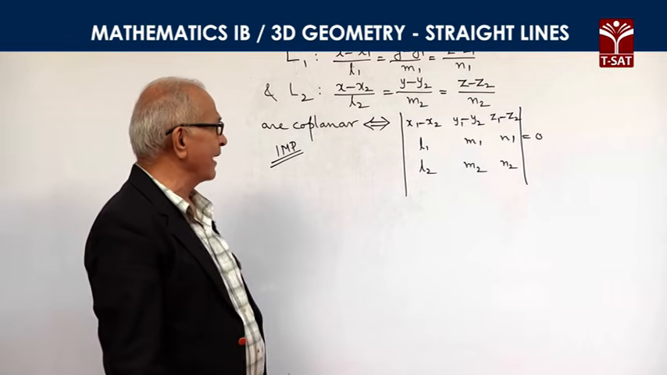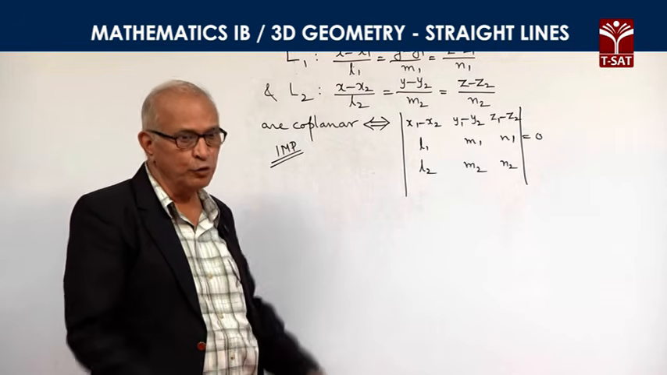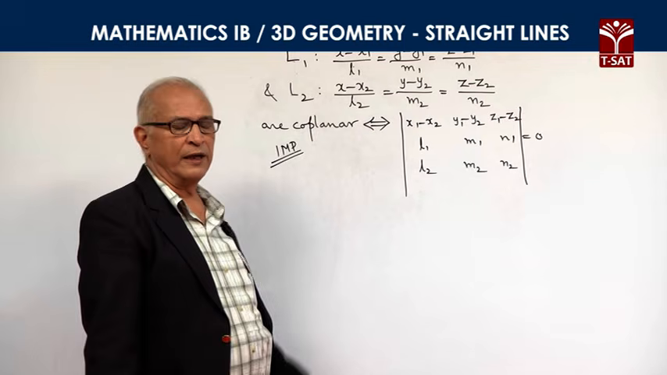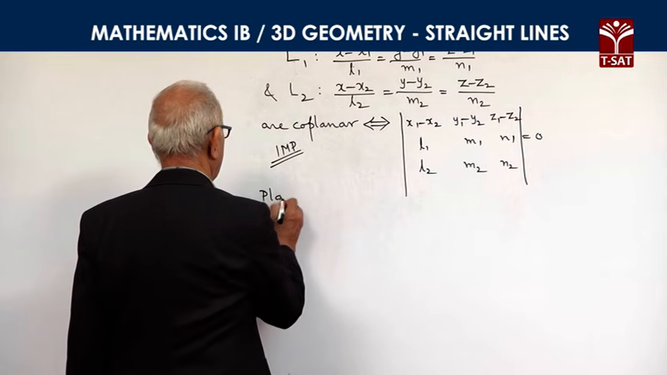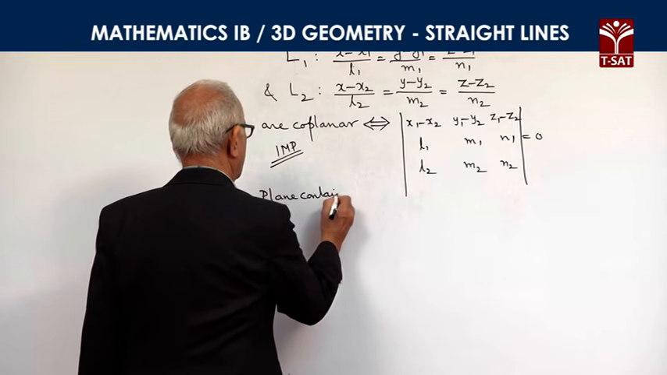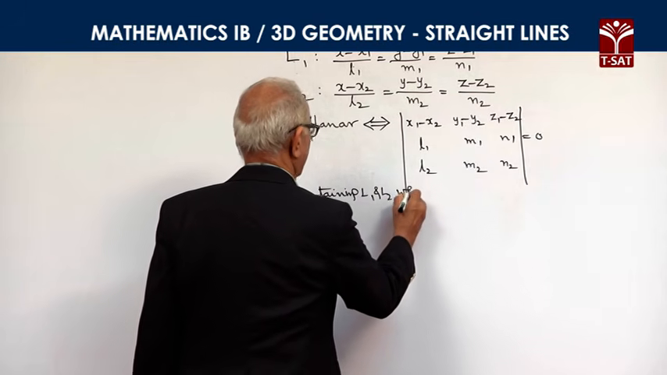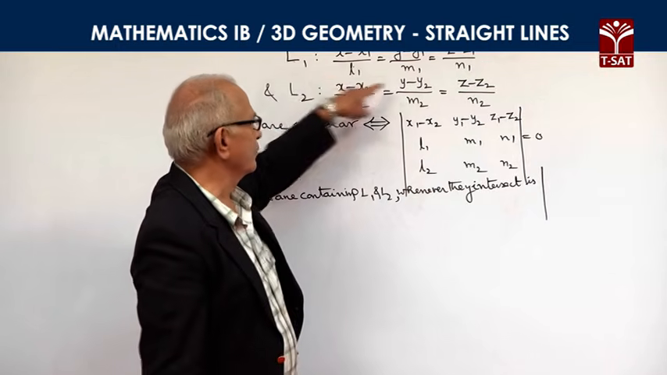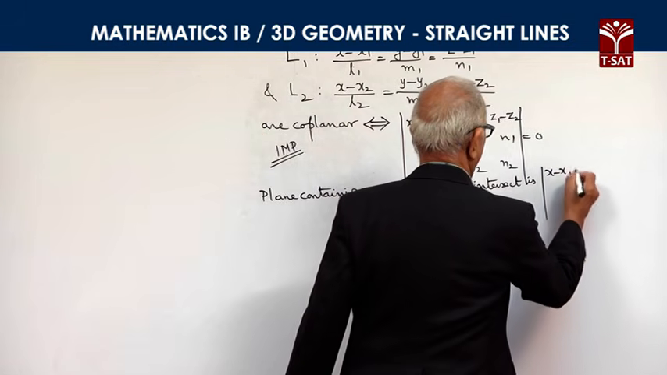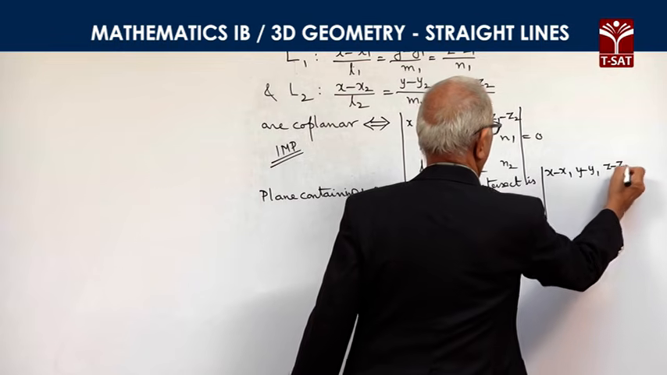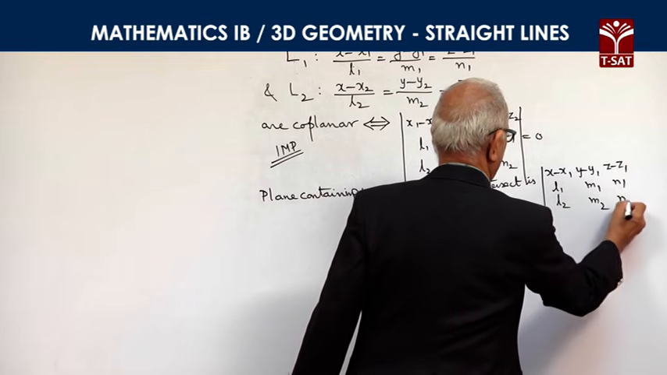Well, somebody may ask, what about the equation of the plane containing these two coplanar lines L1 and L2? Now two cases will arise. If the two coplanar lines L1 and L2 intersect, then the equation of the plane containing them is the determinant with rows (x minus x1, y minus y1, z minus z1), (l1, m1, n1), (l2, m2, n2) equal to 0.